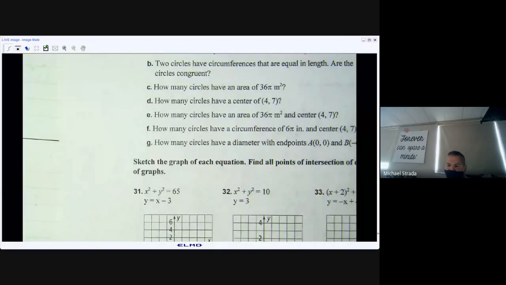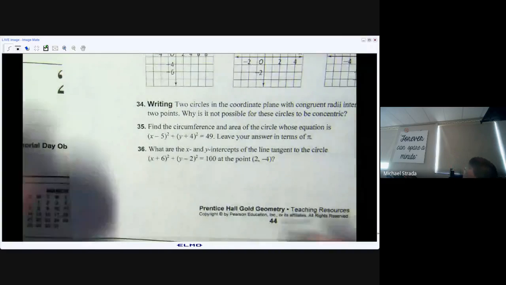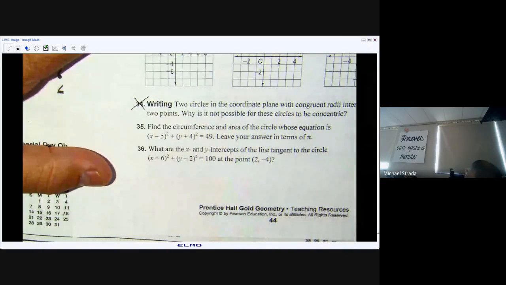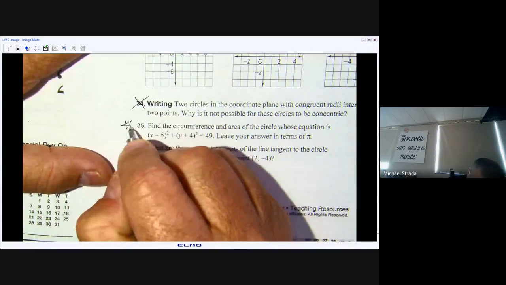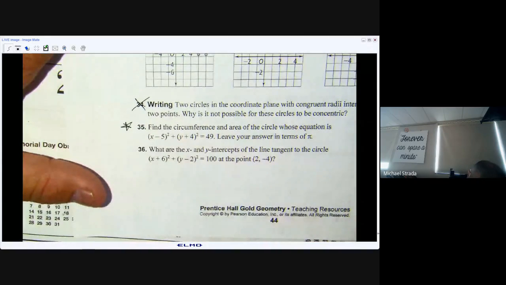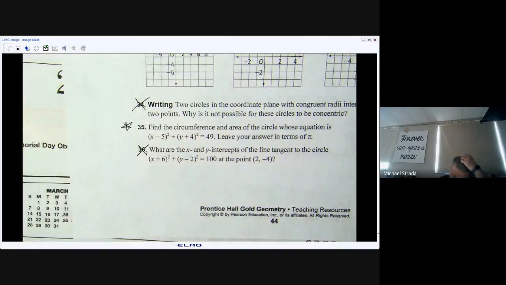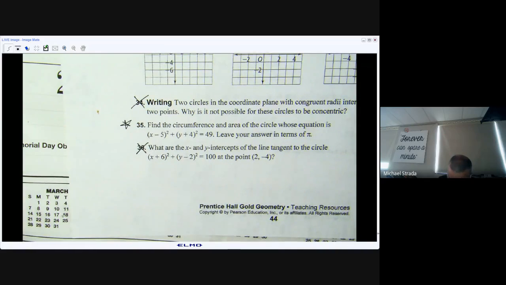Don't worry about 34. 35 is a nice problem. Don't worry about 36. If we have time after quizzes and all that, we'll go back and do 36. It's a nice problem. I'm not really worried about that right now. So focus on 35. Good? Yes, ma'am.